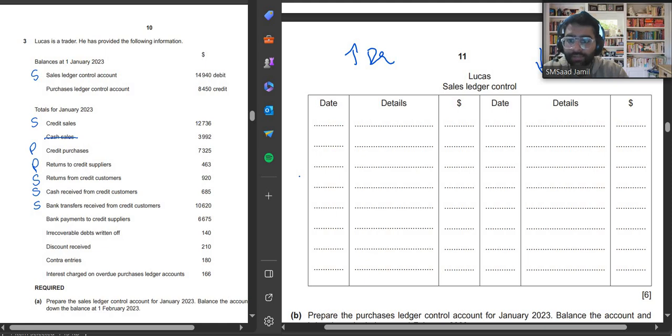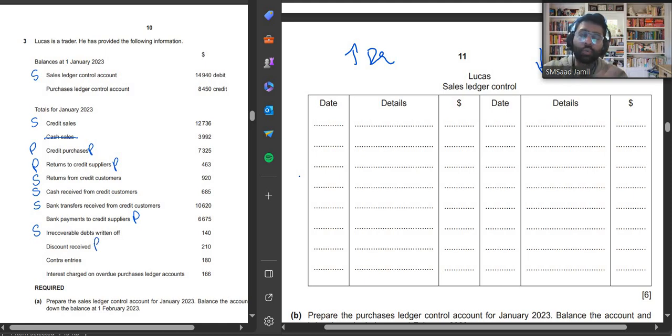Bank payment to credit suppliers, it will come in our purchases. Let me write P over here so that we don't get confused. Okay, irrecoverable debts written off. This will also come in our sales ledger control account. Discount received. This will come in our purchases ledger control account.